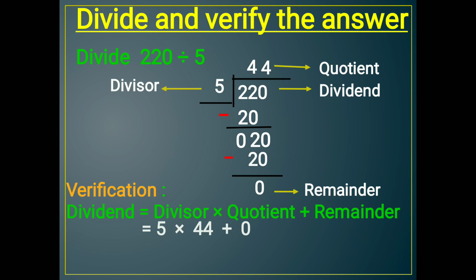So we will write here 5 multiplied by 44 plus 0. When we multiply 5 by 44, we will get 220, and after that you will write plus 0. When we add 220 plus 0, we will get 220. Now look here, dividend is 220, we get 220, and both are same. Okay, so here our answer is correct.